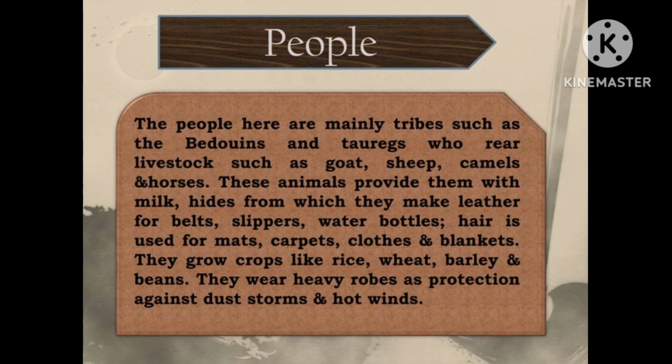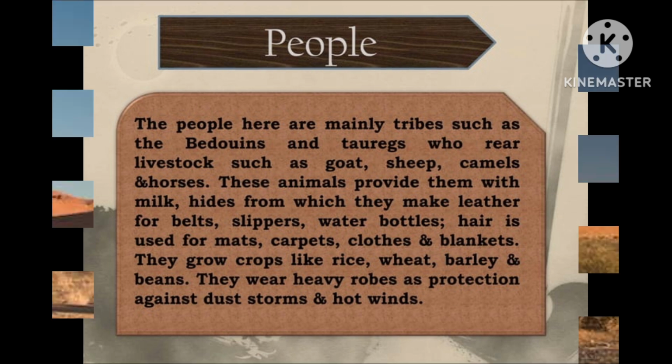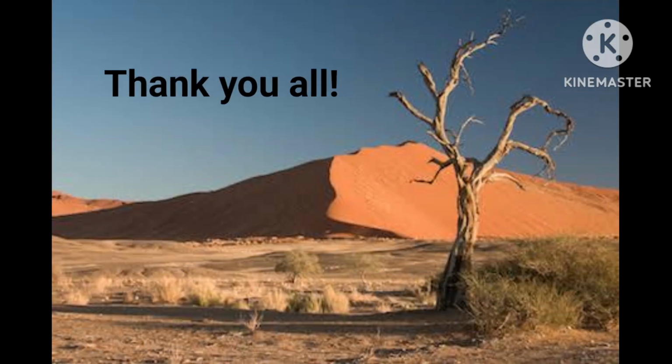Also, the people here grow different varieties of crops such as rice, wheat, barley, and beans. They also wear heavy robes. Why? Because it protects them against the dust storms and hot winds.